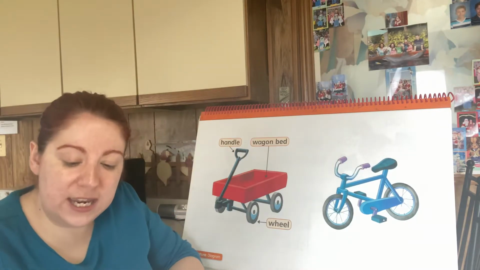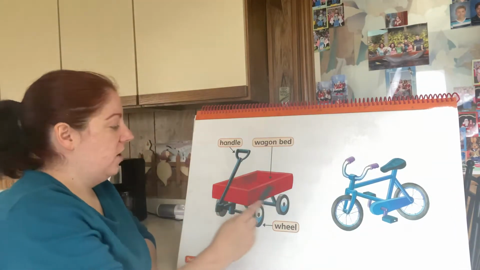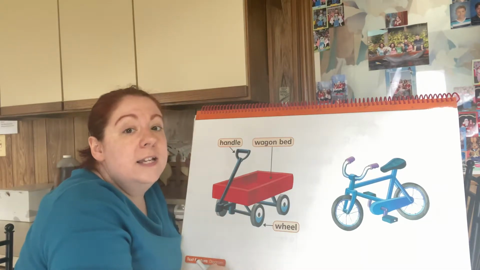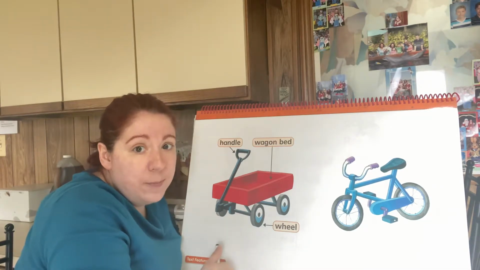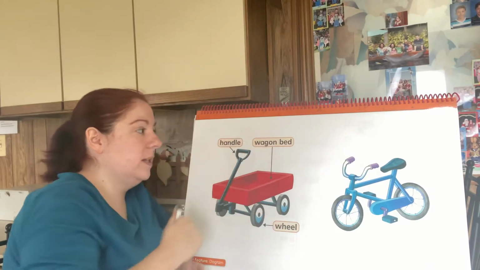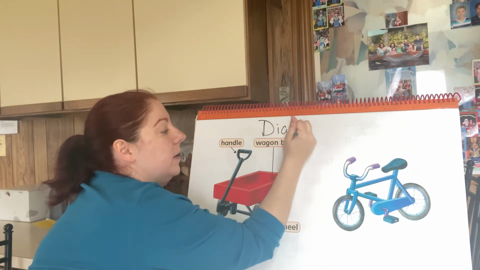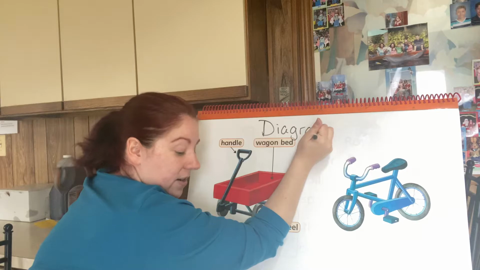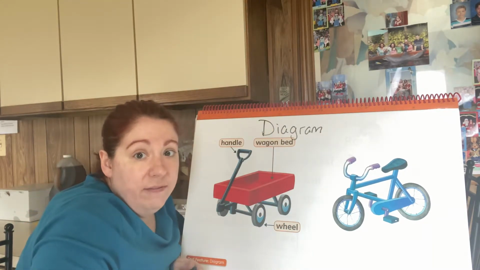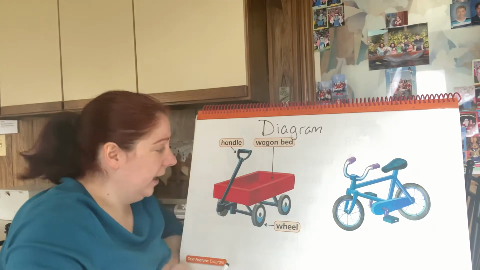So I want you to look here. Look at this wagon, okay? You have a nice pretty picture of a red wagon. Now you've got words all around it. These words, they're not captions because if you look closely, these words are all pointing to something. That is what we call a diagram. And a diagram is a drawing that explains something, and diagrams usually have labels. We've made some diagrams in our science copybook before, okay?